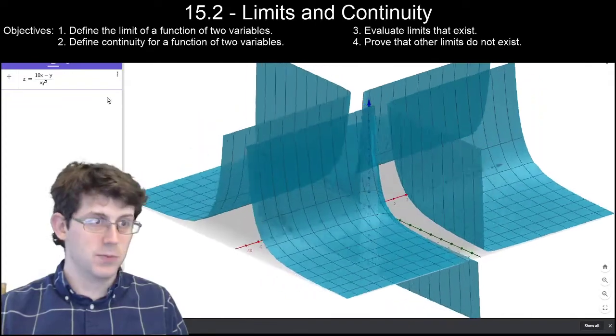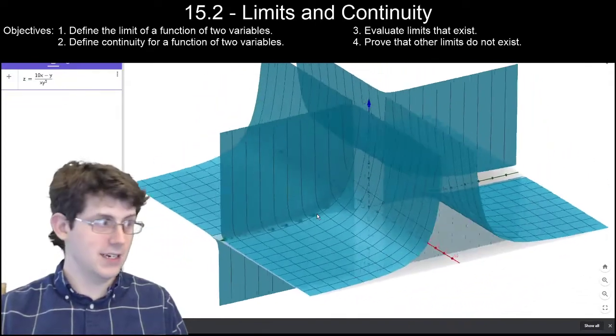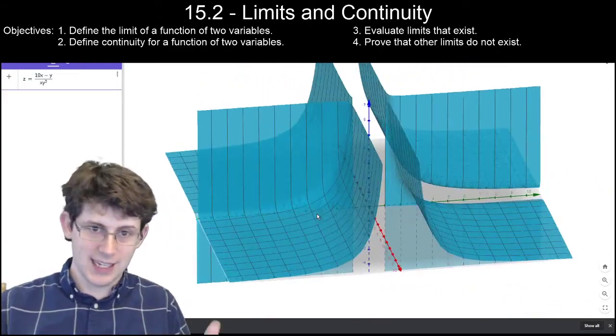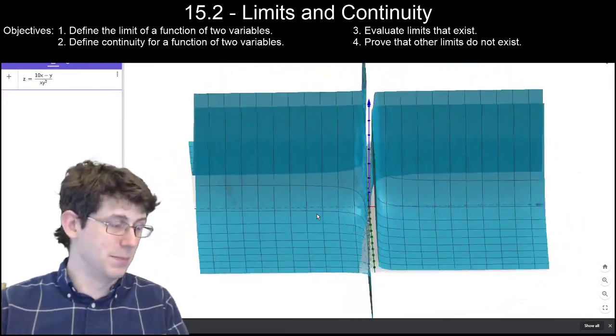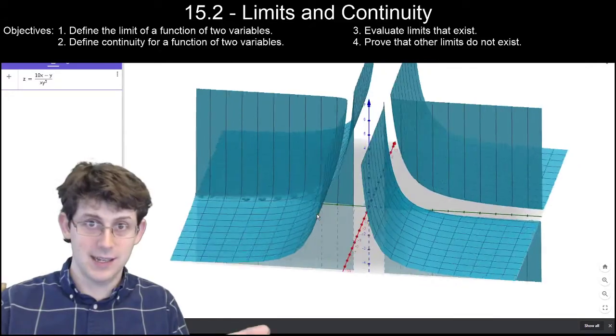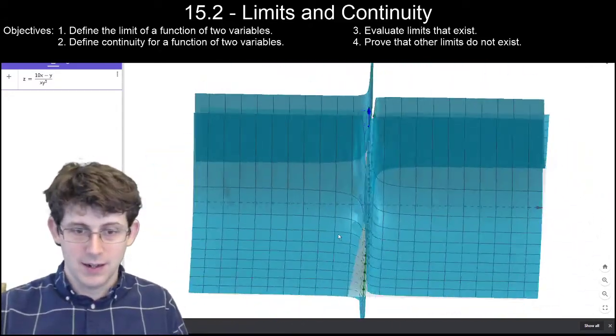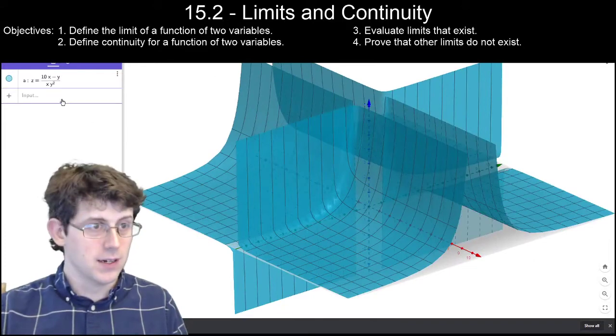GeoGebra lets you plug in the function, and then, whoa, I didn't know you could let go and let it rotate. Okay, that's awesome. And then it shows us that this surface is all broken up in all different places, but it's not broken up at the point (1, 4). The point (1, 4), let's see if I can.